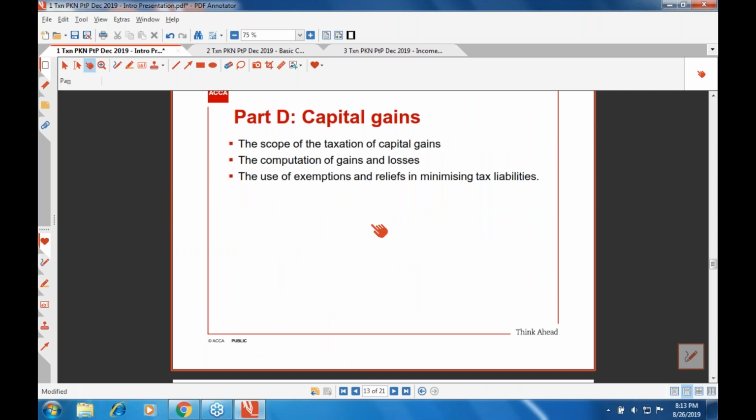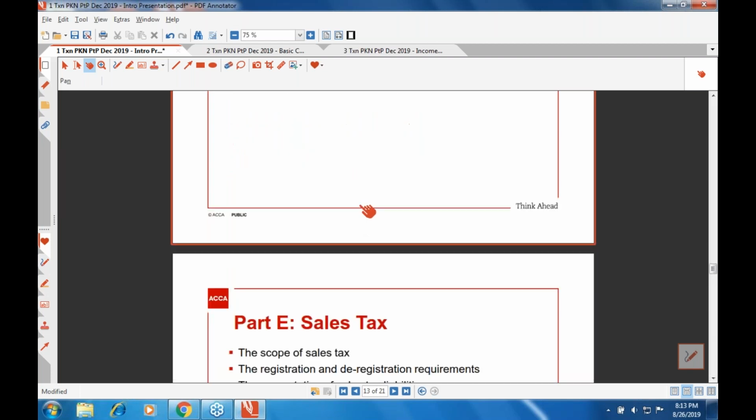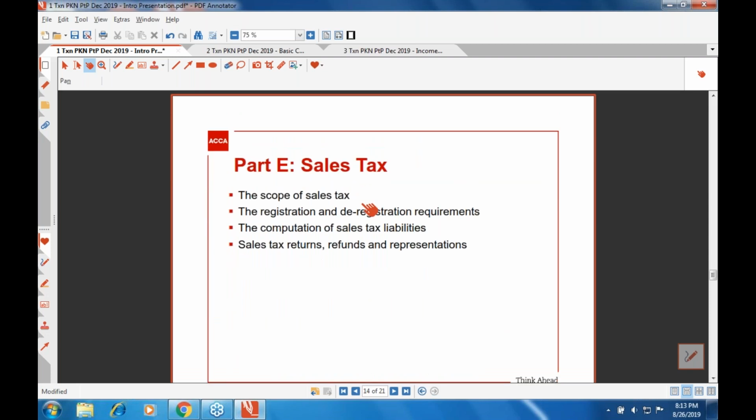A lot of you who are in practical life would be dealing with shares and the stock exchanges, so you would be interested in the tax implications of capital gains. So we'll be discussing capital gains also. And lastly, we shall be going through the sales tax: the general scope of sales tax in Pakistan, what supplies are taxable, what purchases are taxable, how you account for the sales tax liability, etc. Various things that we shall be considering.